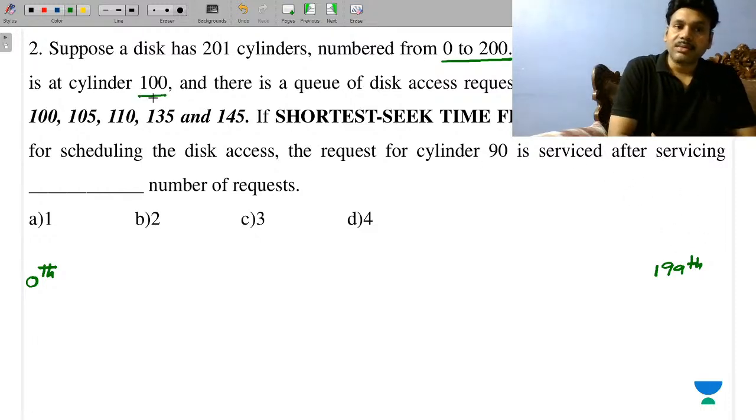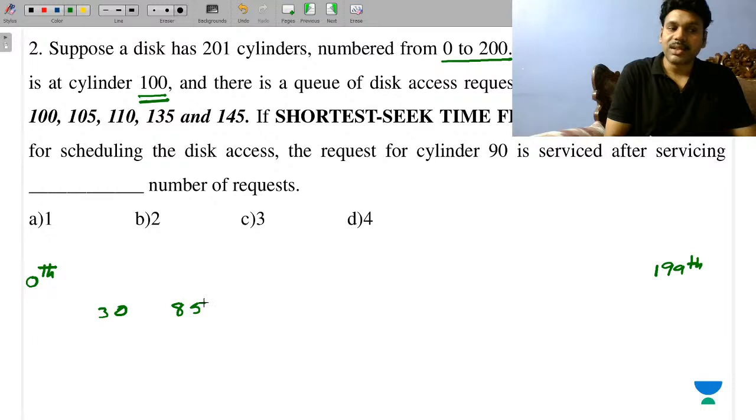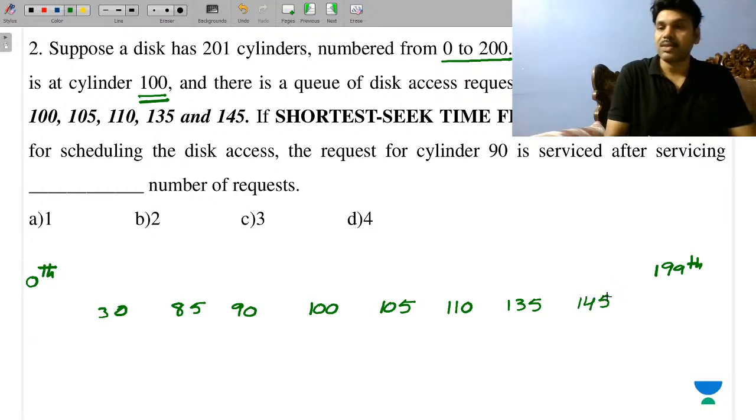And right now the disk arm is at 100. And we are having requests in this fashion: 30, 85, 90. They are in ascending order only. So we are going to get them. So 30 is the request, 85 is the request, and 90 is the request, 100 is the request, 105 is the request, 110 is the request, 135 is the request, 145 is the request.